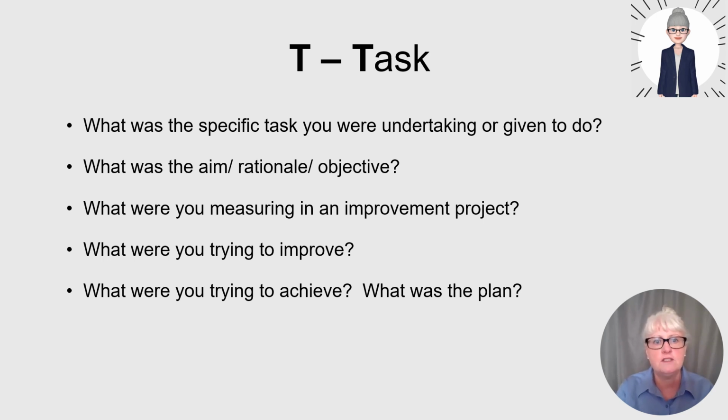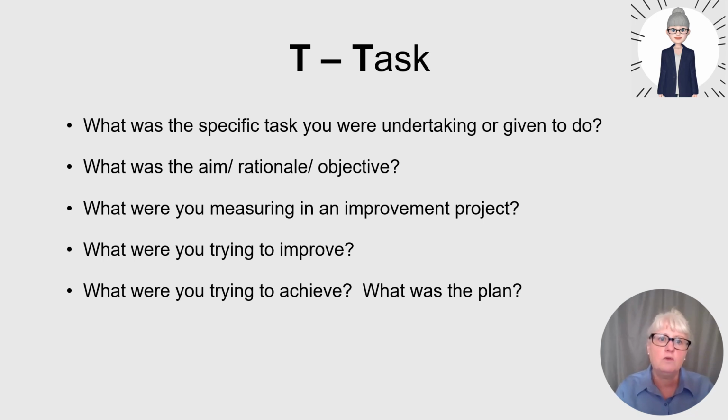I've given some questions here just to focus you down. You don't have to use all these questions, but one of them might work for your example, or one or two might. So what was the aim, the rationale or objective here? What were you measuring, if it's an improvement project, for example? What were you trying to improve? What were you trying to achieve? What was the plan?